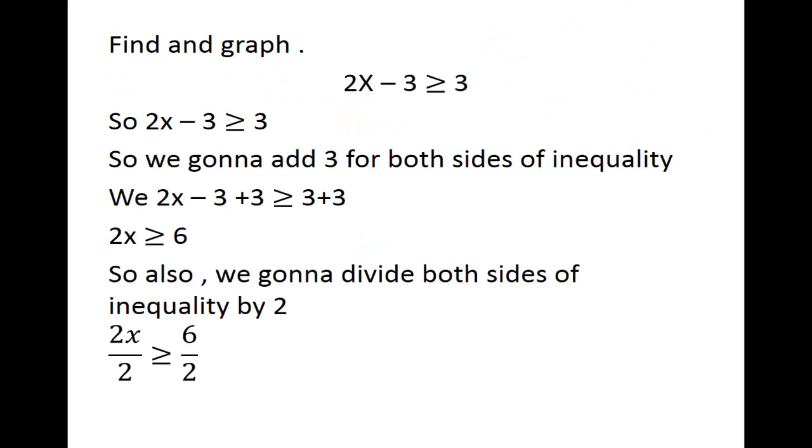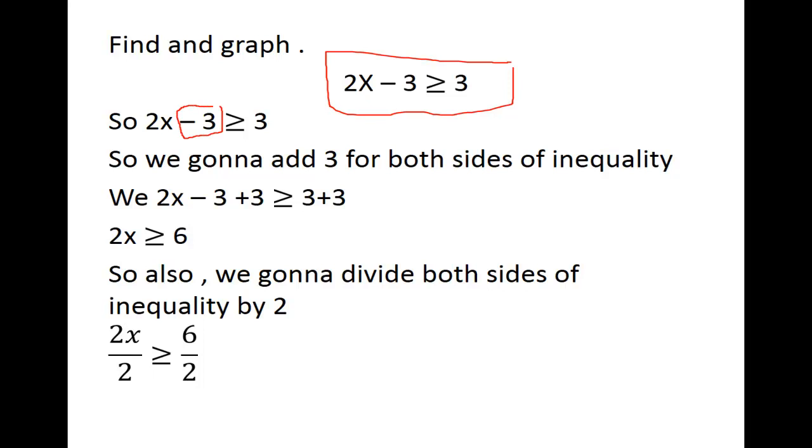So next example, find and graph 2x minus 3 is more than or equal to 3. We have to remove all the numbers with the x. Like the equation, we have to remove the negative 3, or minus 3, first. We need to get rid of the negative 3 first.